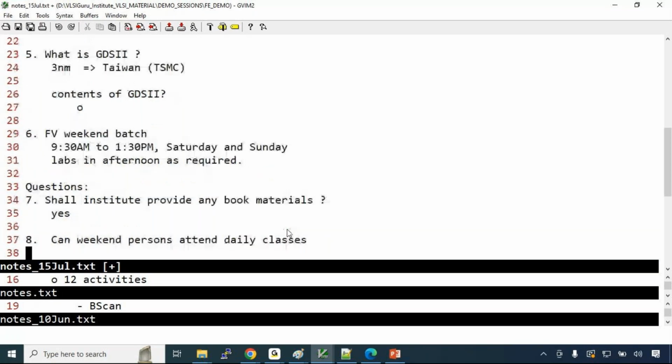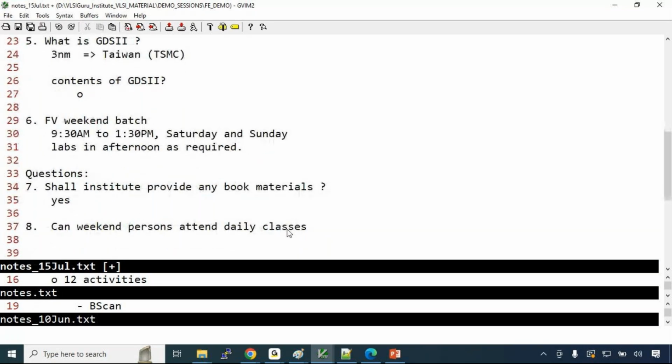One more thing, could you please explain to me the difference between functional verification, ASIC, as well as FPGA? In what criteria do we need to take the course for FPGA, and what additional benefit do we get?